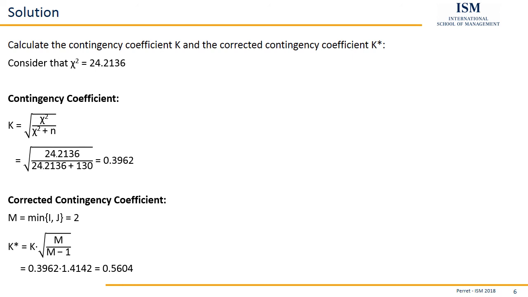As this corrected contingency coefficient takes values from the interval 0 to 1, we can, not totally, but in some parts, compare this to what we know about our correlation coefficients. So here we have a value of 0.56. This is a relatively large value, meaning we have a relatively strong association between the two variables we observed. And this then already concludes this short example.